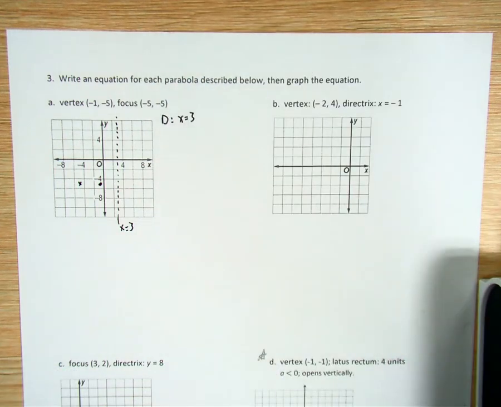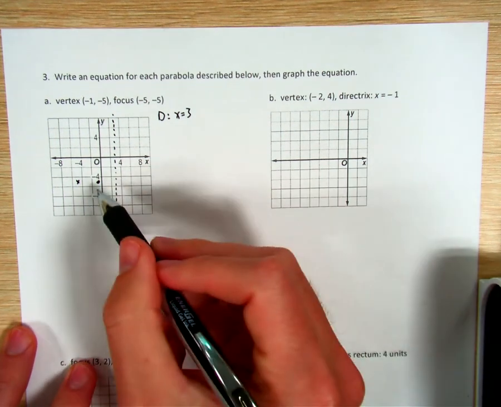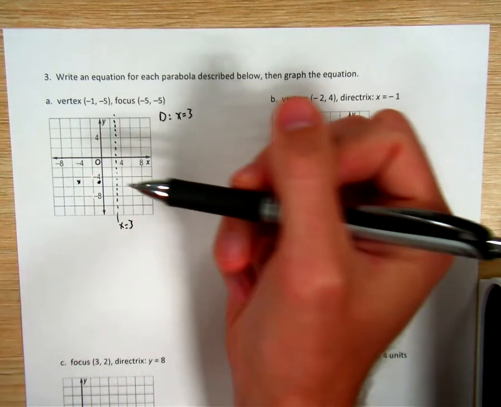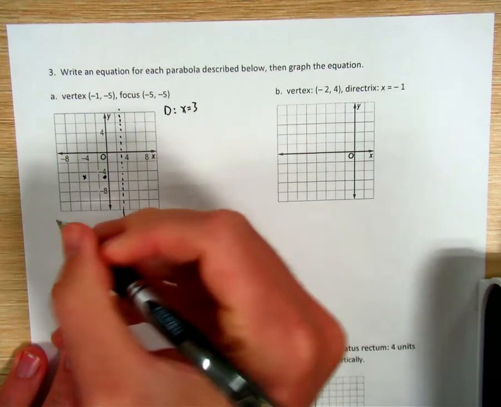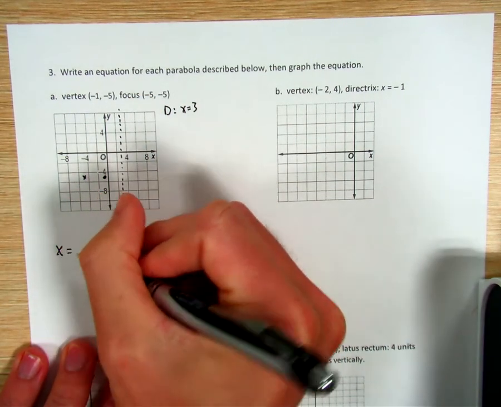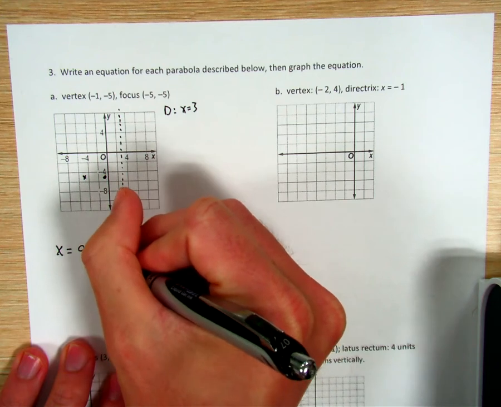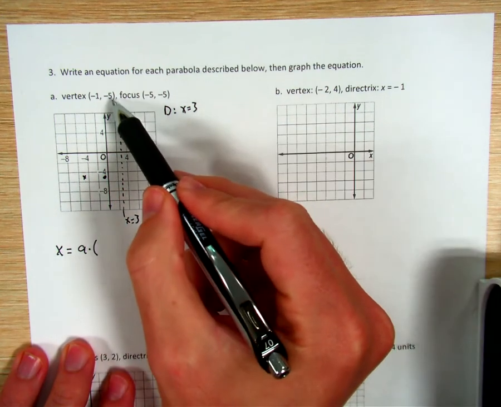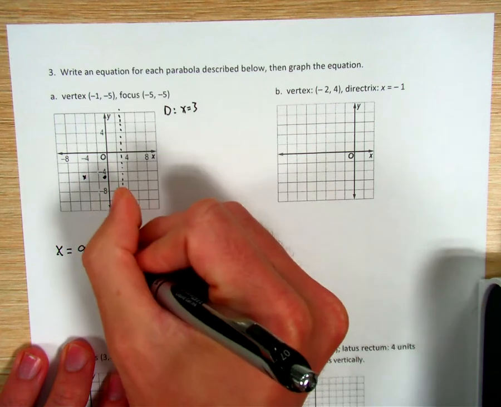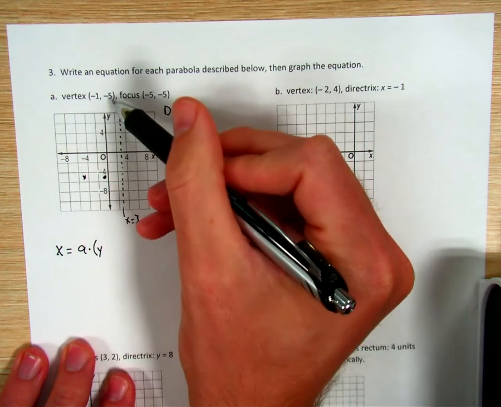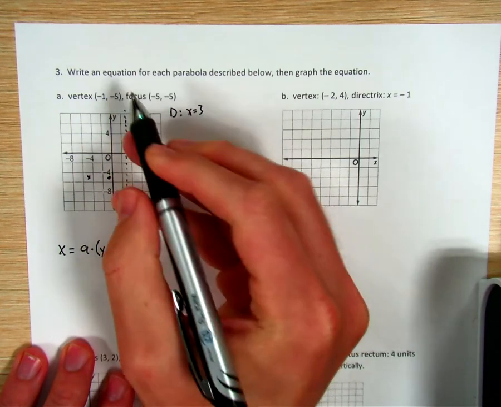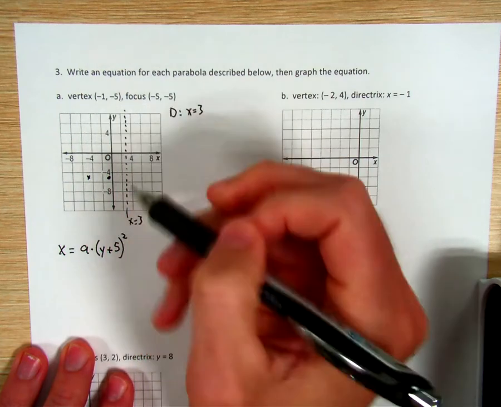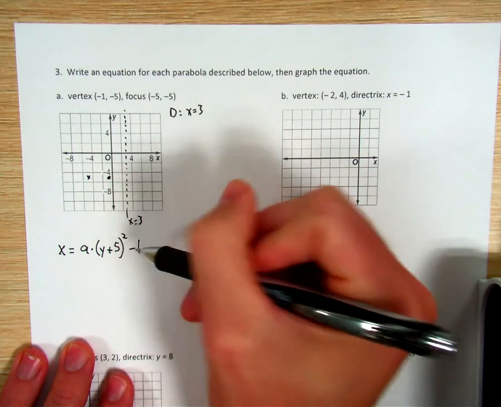Okay, how can I get my equation or my formula for my parabola and graph that? Okay, so this is going to be opening sideways. It's going to be opening to the left, bending around the focus. So it's the sideways one, so I know it's an x equals a times, okay, my vertex is at -1, -5. So this is going to be y. So I put the y coordinate in there, minus a -5 makes that actually a plus. Opposite inside the parentheses. And now my x coordinate goes on the back side over here.